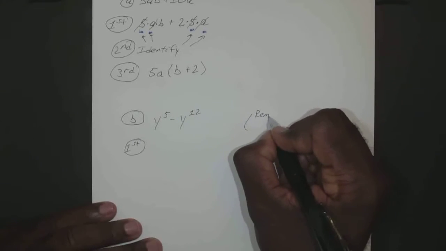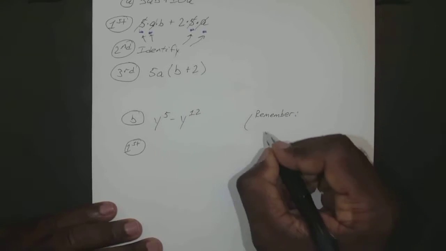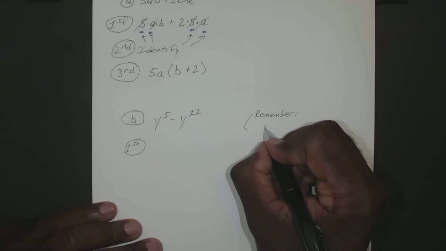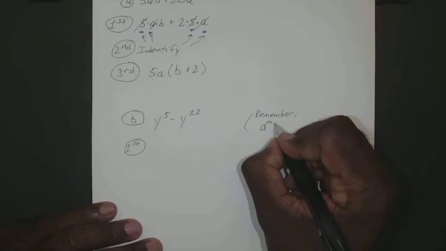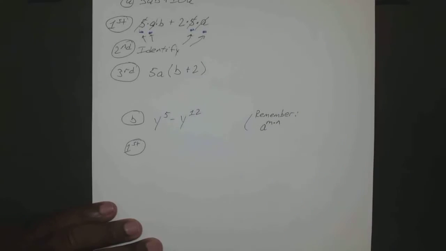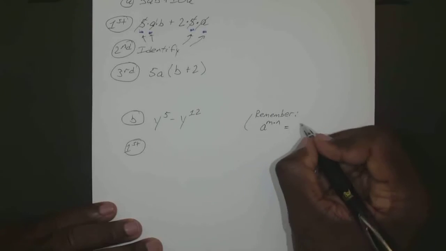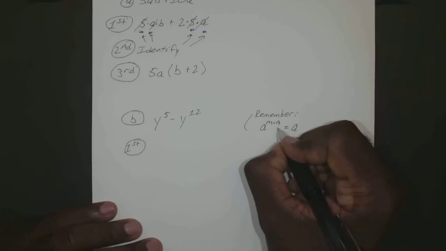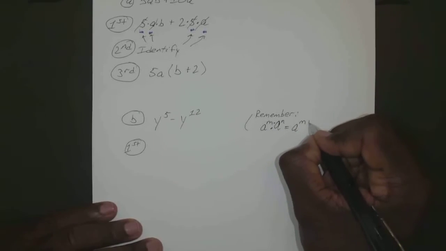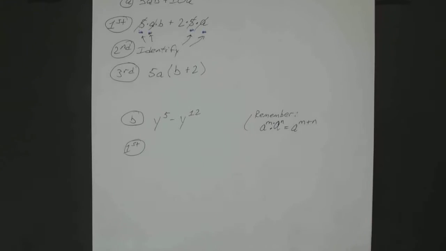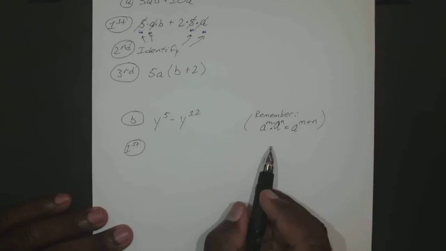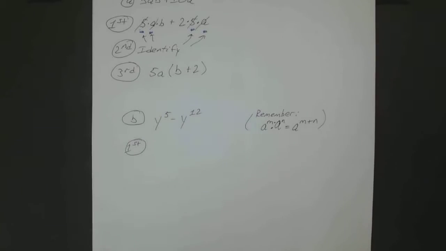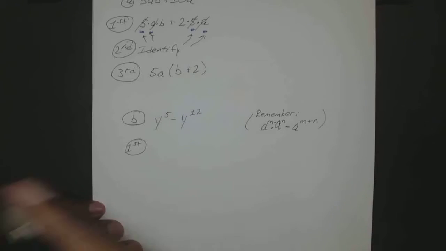So just a little side note, that if you have a to the m times a to the n, that is equal to a to the m plus n. So really, when you're multiplying two bases with the same base and different exponents, you just add your exponents together.